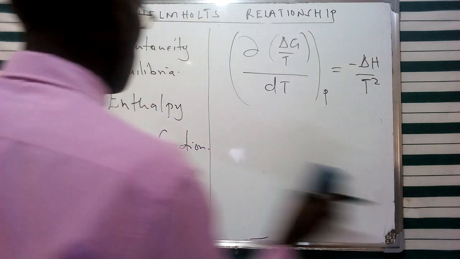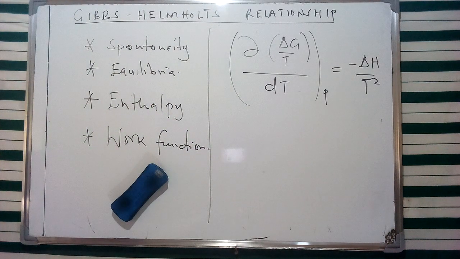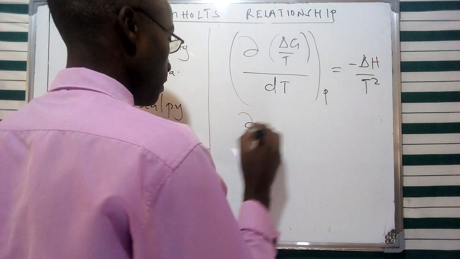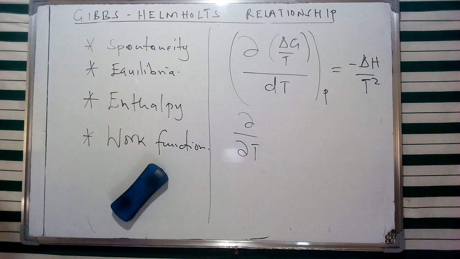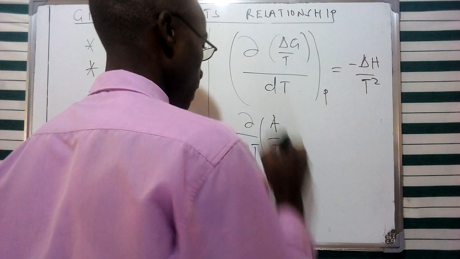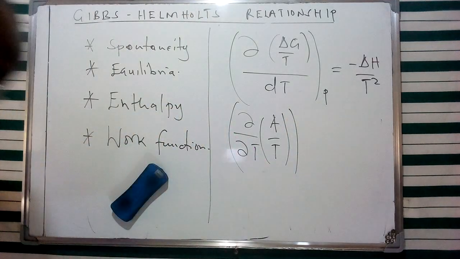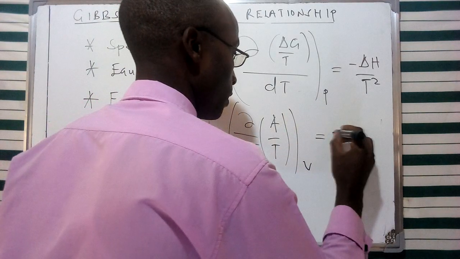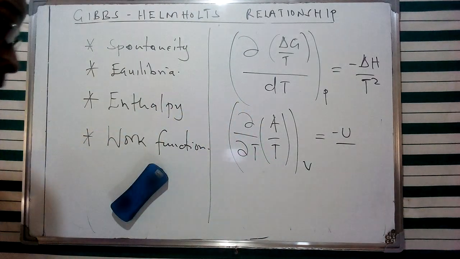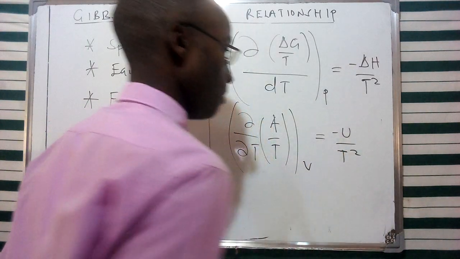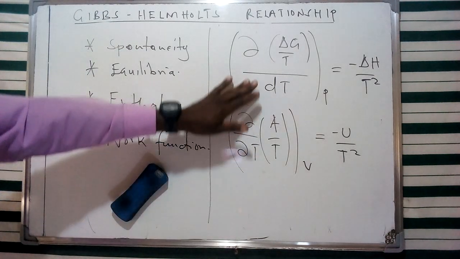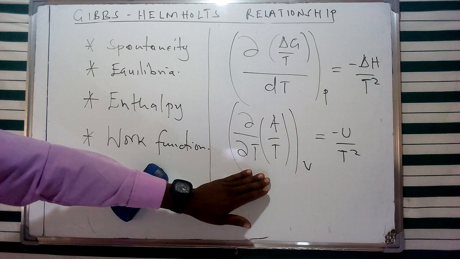And we can have an analogous version of this specific representation by considering the Helmholtz free energy. And of course, this is going to give us a way of representing the internal energy of this specific system. Now, an analogous equation for the Helmholtz free energy can be given in terms of the partial derivative with respect to temperature of A over T. And this is under the condition of constant volume, given as such, and this is going to give us the internal energy and the inverse of the square of the temperature, given as such.